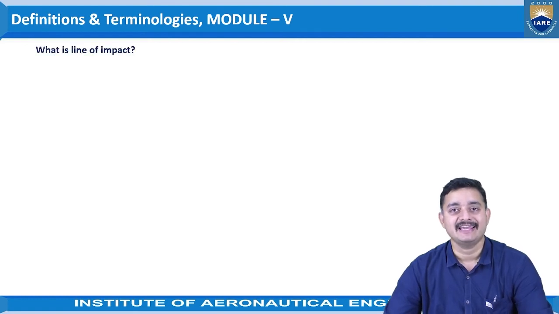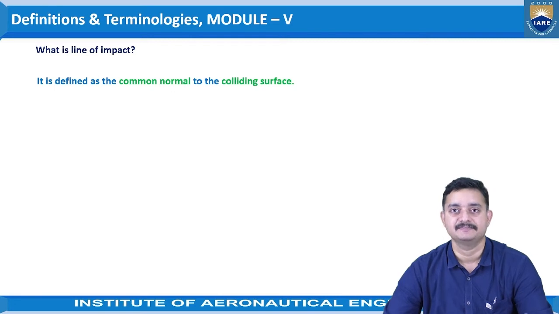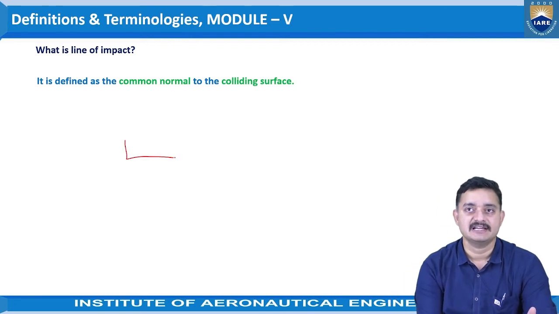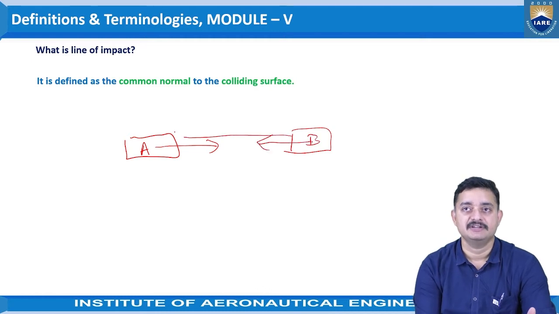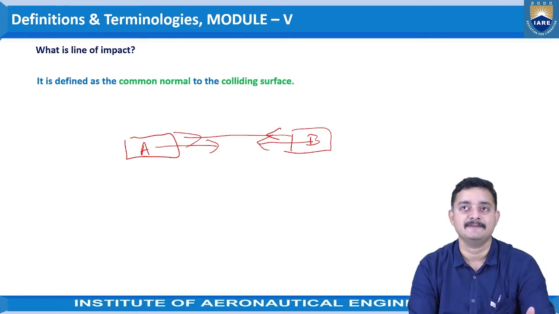Now, what is the line of impact? It is defined as the common normal to the colliding surface. That means in the previous example which we have considered, this is car A coming in this direction and car B coming in this direction. These directions in which both are traveling in a straight line can be considered as the line of impact. That is the common normal.